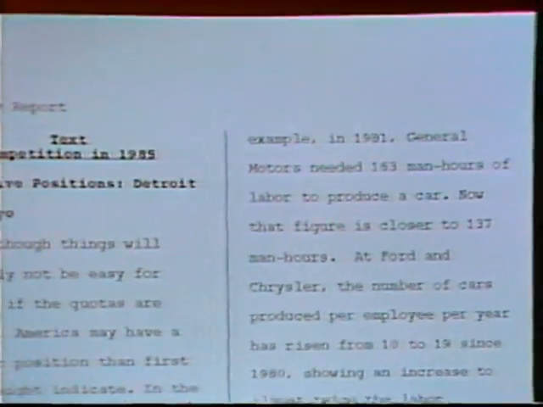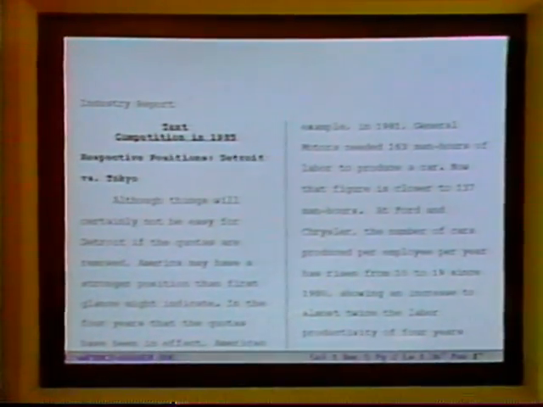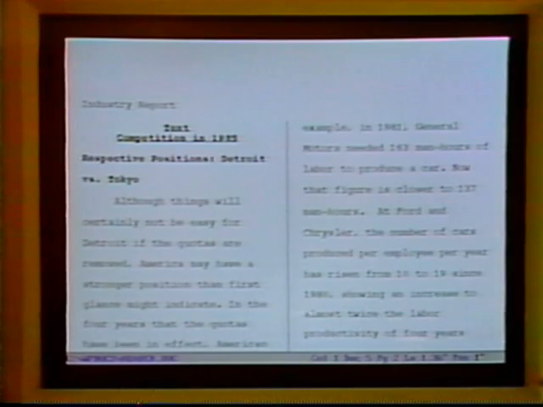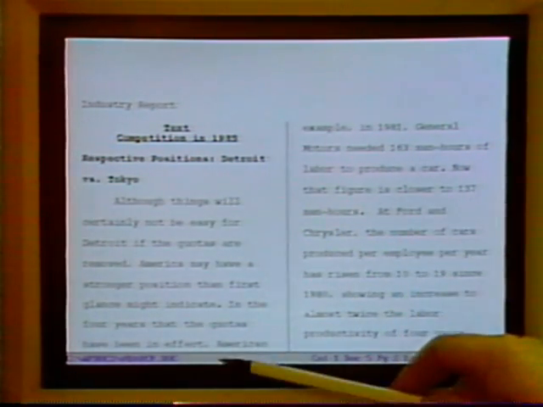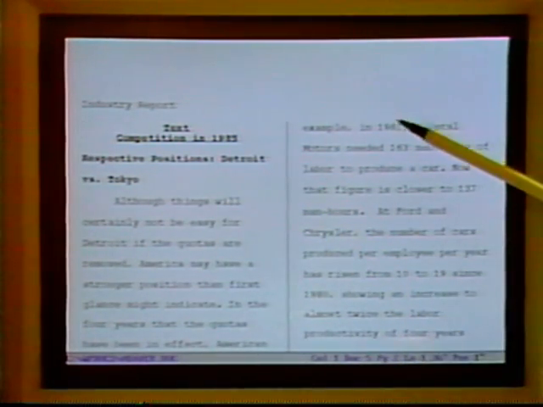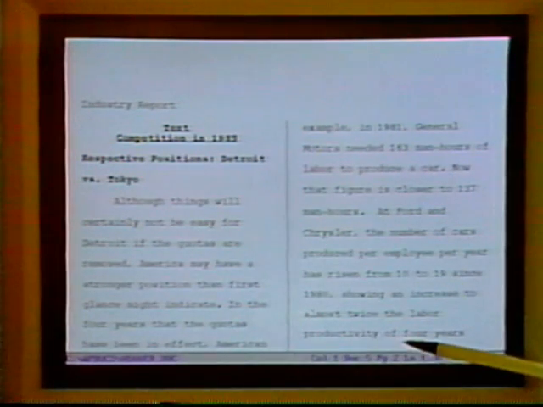Now notice that the document is in columns. The text reads down this column to the bottom of the page and then back up to the next column. At the bottom of this column, it goes to the next page.